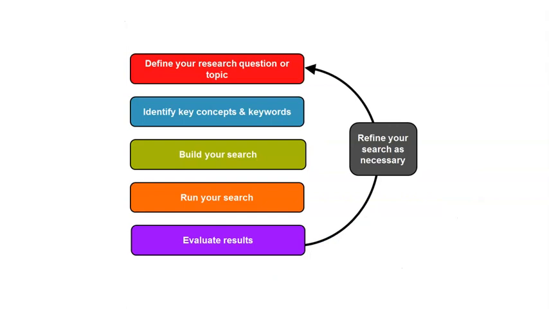Here's a graphic. Define your research question or topic. That may be easy, but crafting it. Am I always answering my research question? Am I thinking like the database? What database do I pick? Identify key concepts and keywords like I did. Build your research database specific. Run your search, evaluate your search, and refine it.